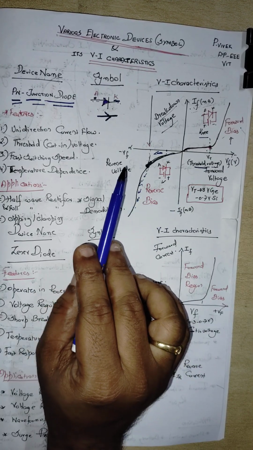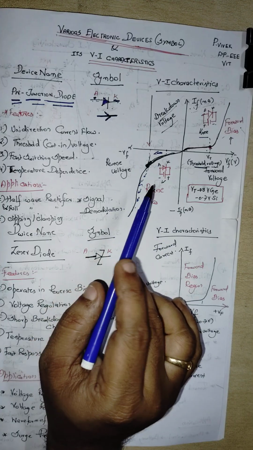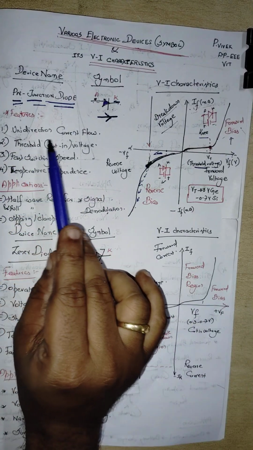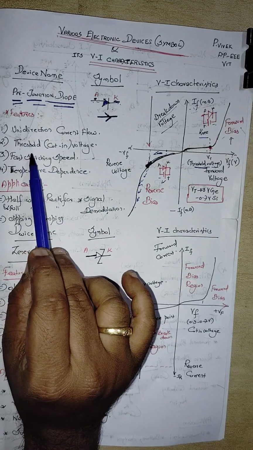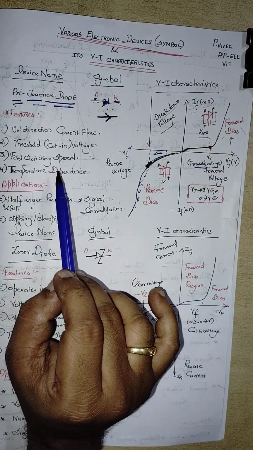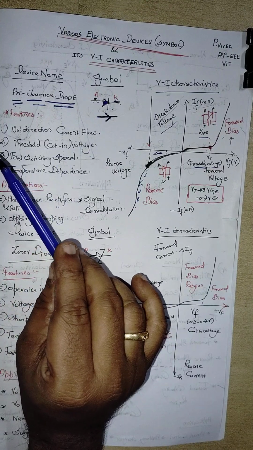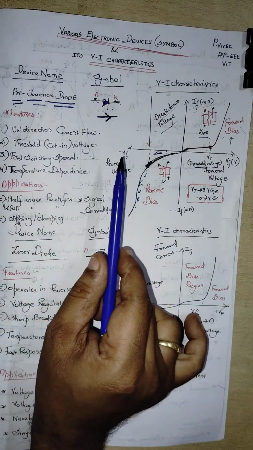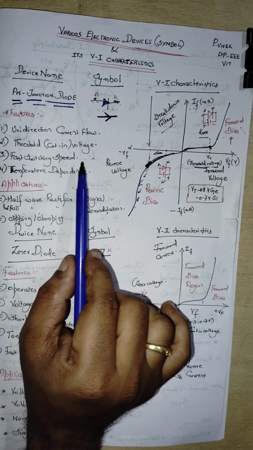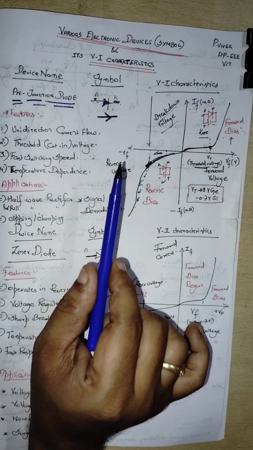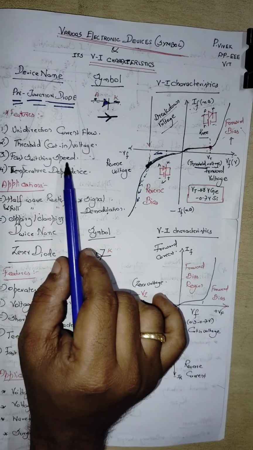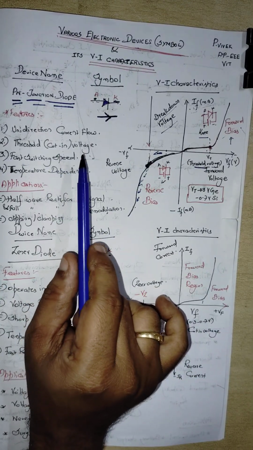So this was the total VI characteristics of the PN junction diode, and its features are unidirectional current flow, threshold cut-in voltage, fast switching speed, and temperature dependence. It means that the diode is unidirectional, so the current flow is also unidirectional. And the threshold cut-in voltage is the point from which the device will start conducting. That is known as the threshold voltage.